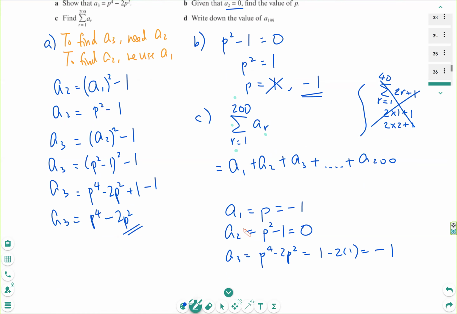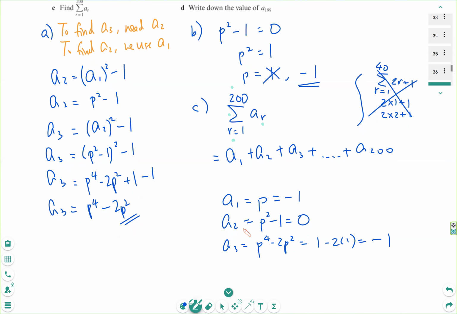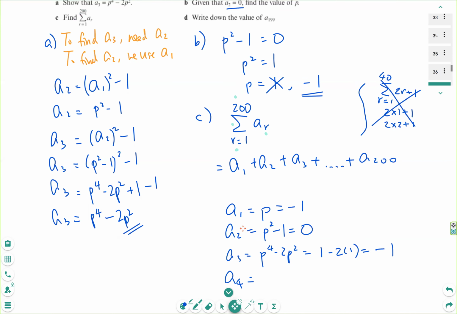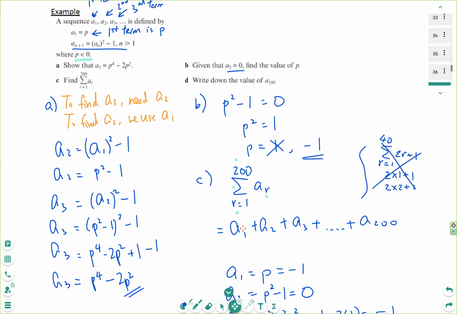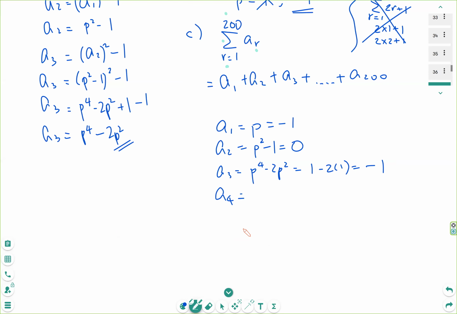Again, now you start to question, is this pattern just repeating minus 1, 0, minus 1, 0? If that's something you're thinking of, that's good. We need to verify it, so let's verify it by doing A4. We only go up to A3 here, so how can we find A4? Back to the recurrence relation. The question tells you the formula to find the next term: the next term equals the previous term squared minus 1. So A3 squared minus 1, which is minus 1 squared minus 1, which is indeed 0.